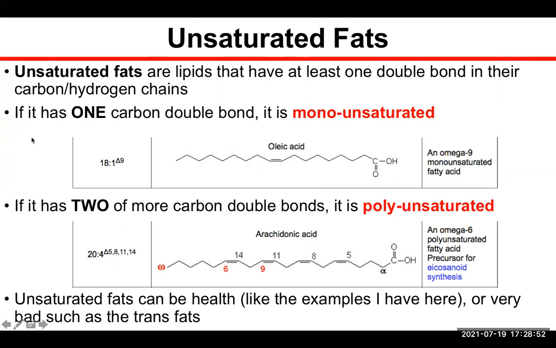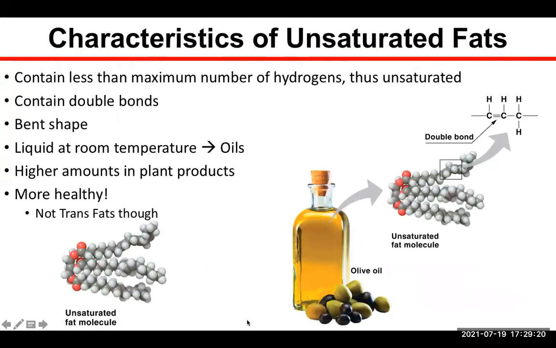If the unsaturated fat only has one carbon double bond, then it's called monounsaturated. If it has two or more, just how we see here where there are four, it's going to be polyunsaturated, poly meaning many. Again, most of the time, unsaturated fats are healthy, like the ones I have listed here. But then you're going to have some that are not good for you, called trans fats.